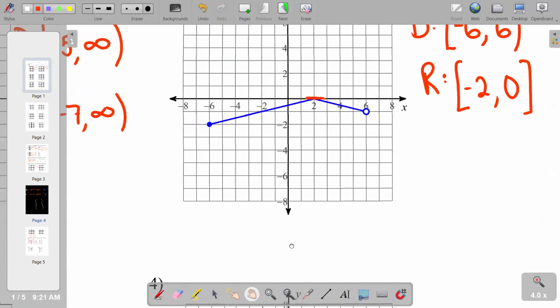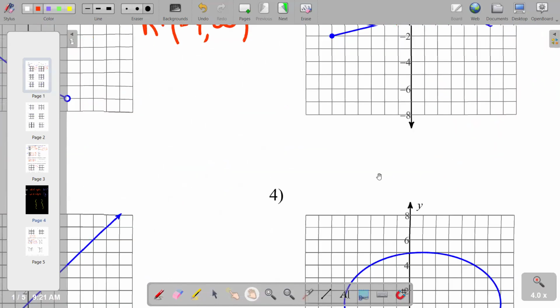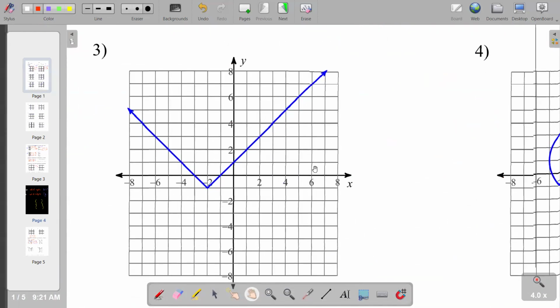And did we already answer? Is that one a function? Yeah, so you could just put function or yes or something like that. On number 3, we're good now. Here we go. We got the hard part. The awkward introduction is out of the way.